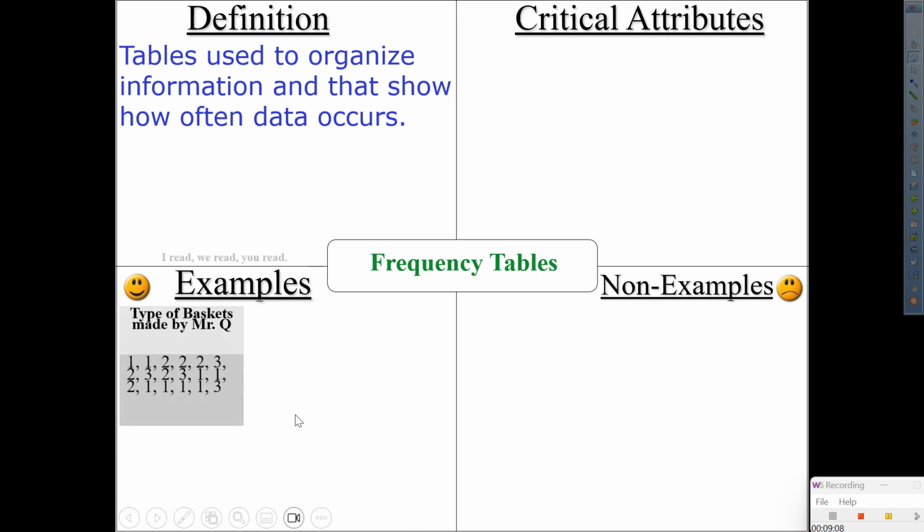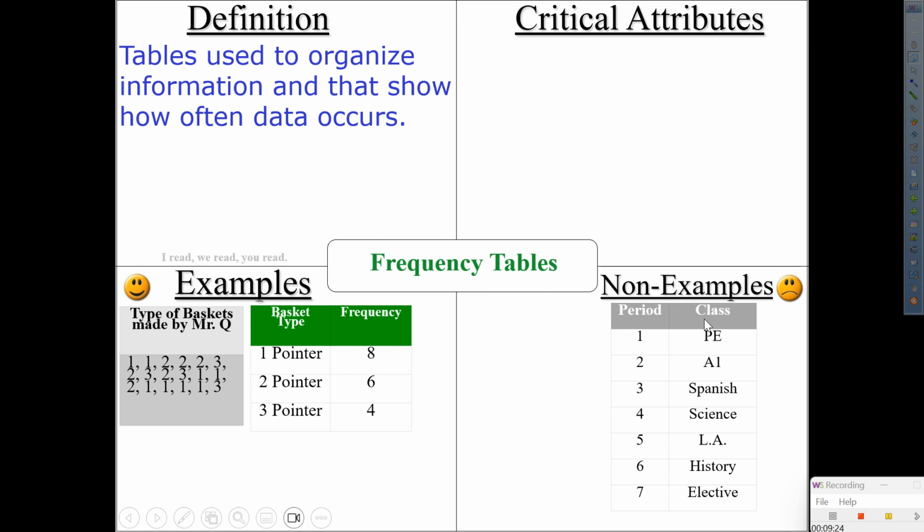Look up. Is that a frequency table? No, that's only data. This is the frequency table because it has to show what? Frequency, okay? Tell your neighbor why this one is not a frequency table. Why is that one not a frequency table?